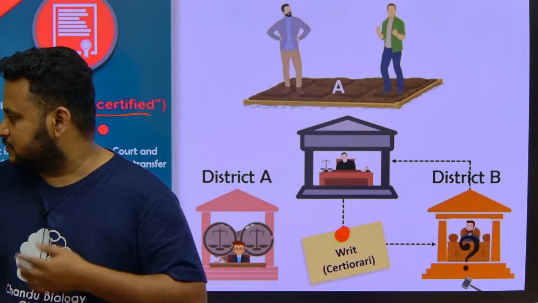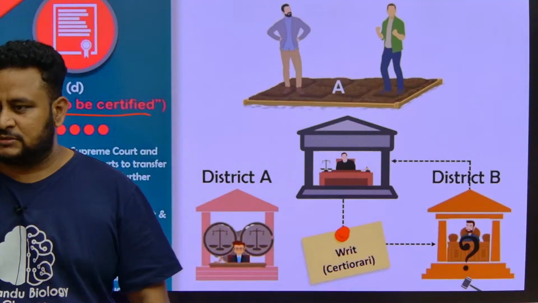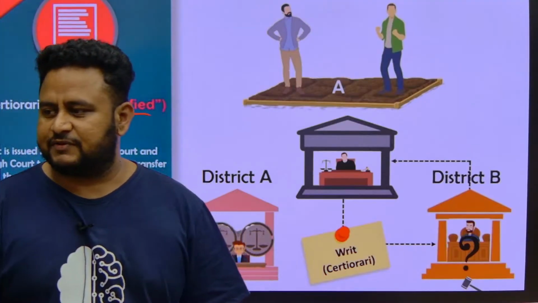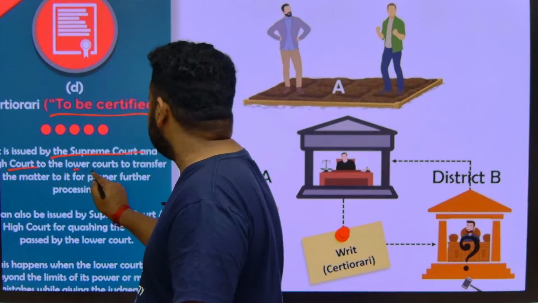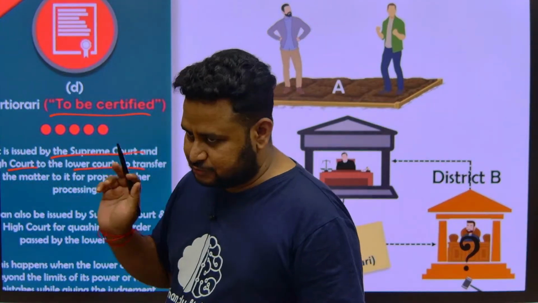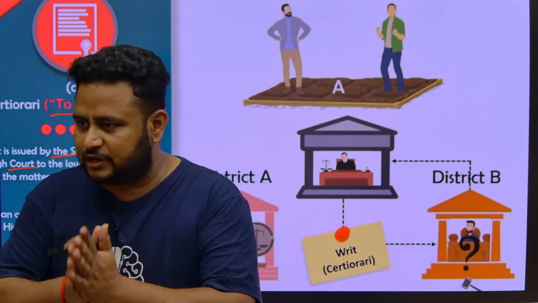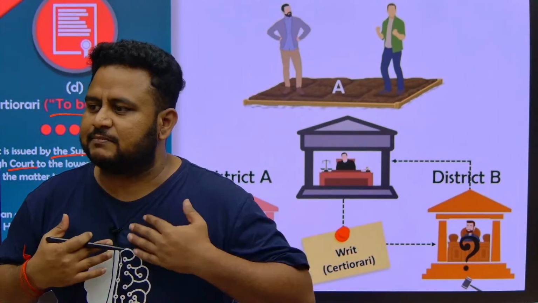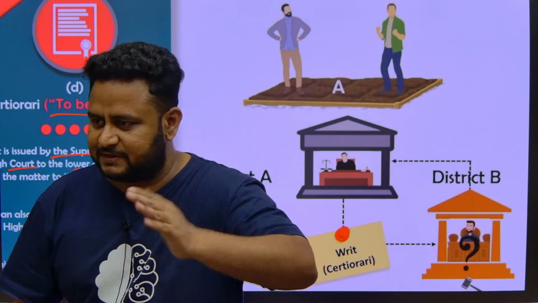Okay, all right. So next we have certiorari and prohibition. When I talk about certiorari, it is issued by the Supreme Court and the High Court to the lower courts. So certiorari and prohibition, it is not happening between us, it is happening between the courts themselves.